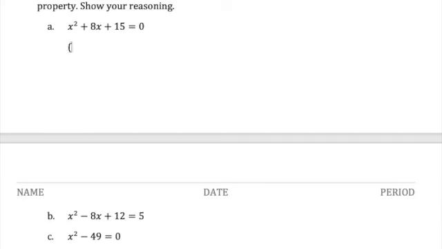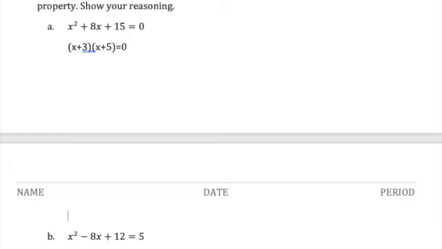So I've got to have x plus 3 times x plus 5, because 5 times 3 is 15. And then when I'm distributing, I'm going to get x times 5 is 5x, 3 times x is 3x. That gets me my 8x. So I factor and get that.